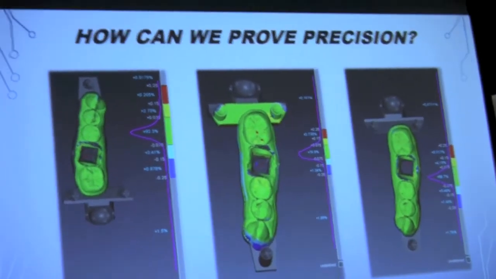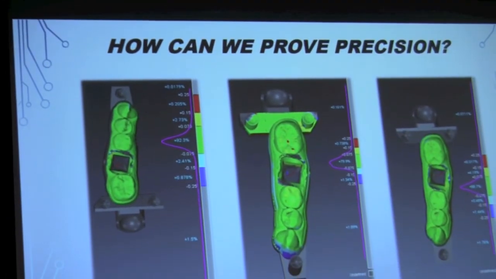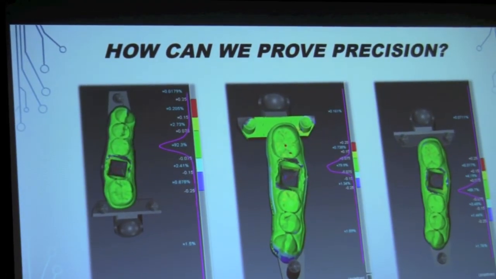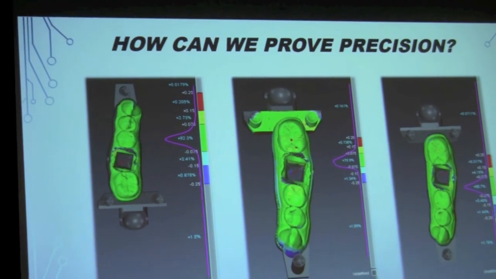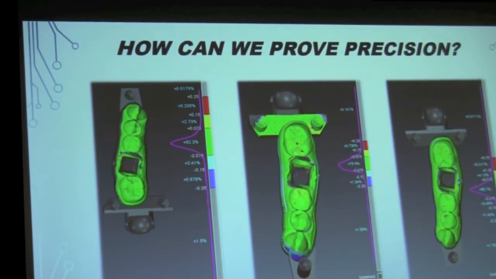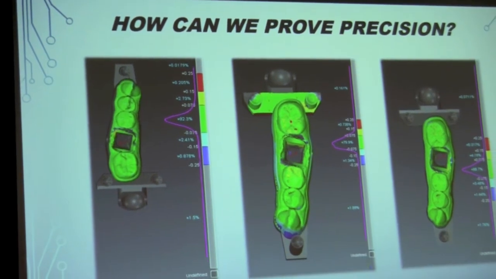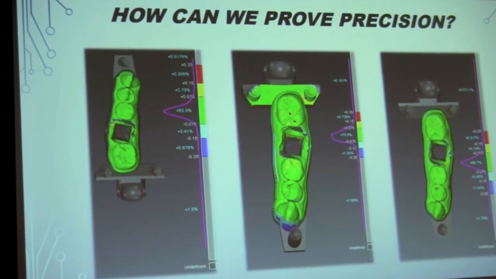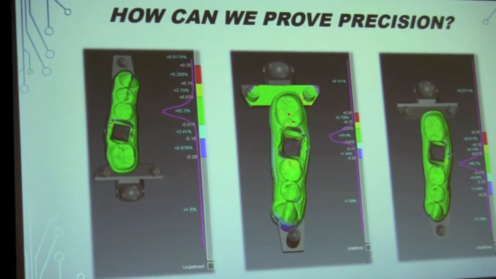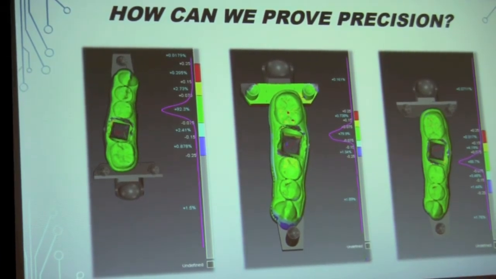So we kind of just touched on the precision of printers, but how do you really prove it? How do you know that your models are actually what they are supposed to be? Well, we have 3D comparison. Essentially we can take a scan of a model that you printed, and then the actual STL file of the model that you designed, and you overlay the two, and we get a heat map of where your precision lies.